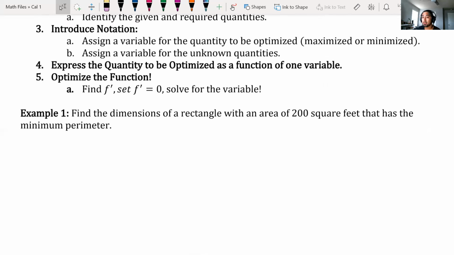Find the dimensions of a rectangle with an area of 200 square feet that has the minimum perimeter. Okay, so first thing to do is we can draw a diagram.